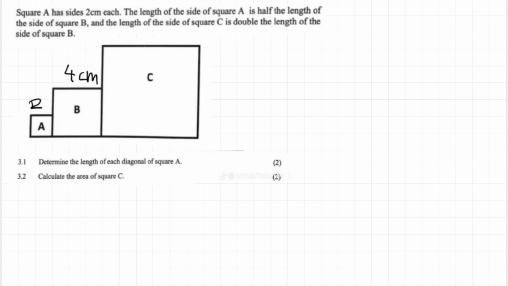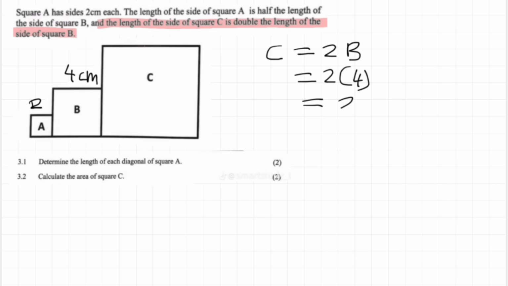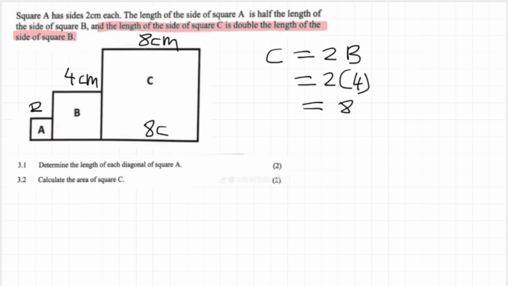Now they say the length of the side of square C is double the length of the sides of B. So look at this. The length of the side of square C is double, which is 2 times, the length of square B. What is the length of square B? It is 4, which is the same as 8. So this one is 8 centimeters each. Look what I'm doing. Okay, good. I will not write inside there because this will make this cancel.